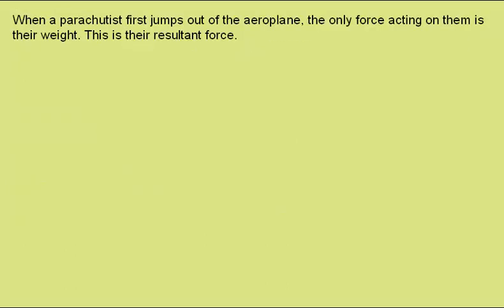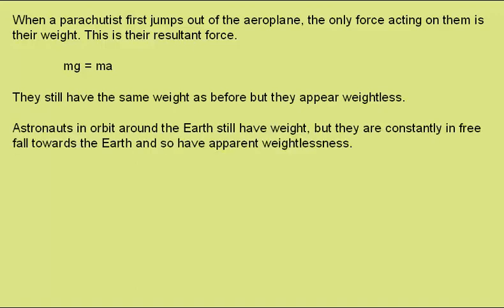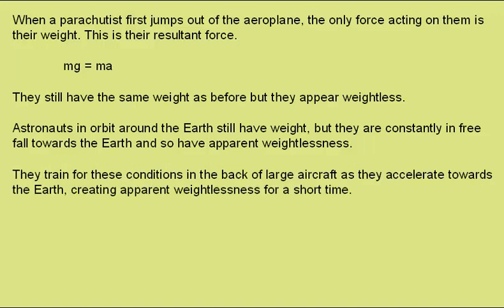When a parachutist first jumps out of the aeroplane, the only force acting on them is their weight. This then is their resultant force. So mg is equal to ma. They still have the same weight as before, but they appear weightless. Astronauts in orbit around the Earth still have weight, but they are constantly in free fall towards the Earth, and so have apparent weightlessness. They train for these conditions in the back of large aircraft as they accelerate towards the Earth, creating apparent weightlessness for a short time.